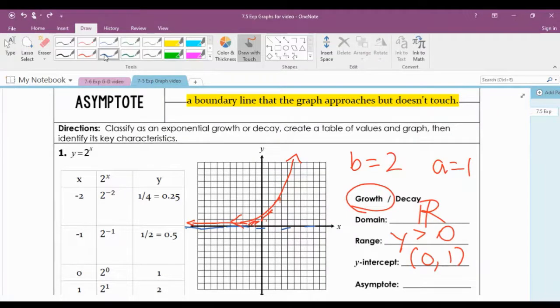So it is y equals 0. Notice all of these things that we're talking about, the range, the y-intercept, and the y equals 0 asymptote, have to do with y. That's because x is in the exponent. So this is the case for all of these functions. It's all going to have to do with y. That is the answer for all these functions. All right, let's go ahead and go to the next one.